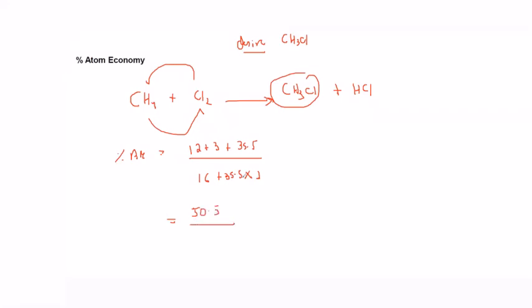Divided by, so 35.5 multiplied by 2 is equal to 71. 71 plus 16 is equal to 87. And its formula is multiplied by 100. So if you multiply it by 100, what we have as the final answer is 50.5 divided by 87, multiplied by 100, so our final answer is 58%. Is it clear? The concept of atom economy of a chemical reaction.